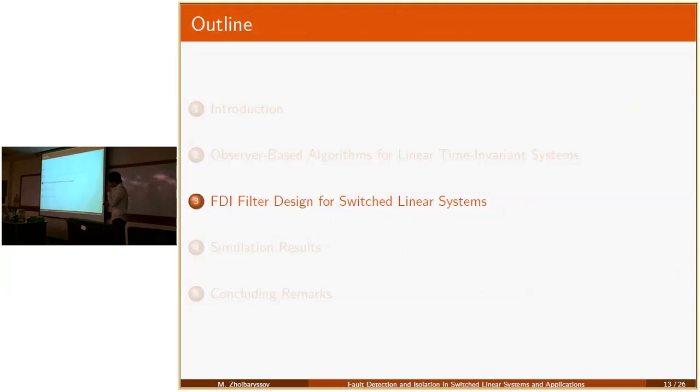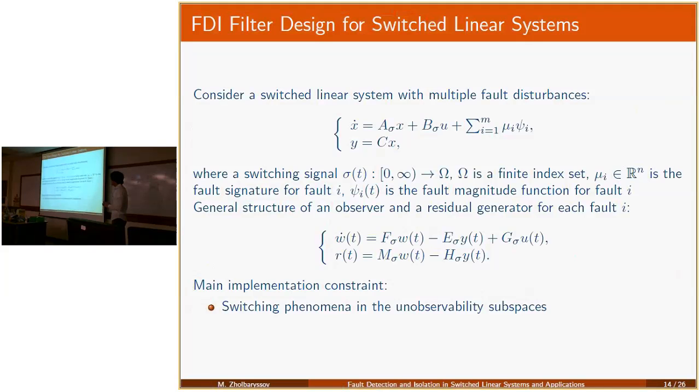And in the next part of my presentation, I will tailor these ideas to the switched linear case. Consider a switched linear system, which is a family of linear individual subsystems with multiple fault disturbances. The general structure of an observer and a residual generator is similar to the linear case. The problem here is that because of the switching matrices A and B, our observer matrices also switch.